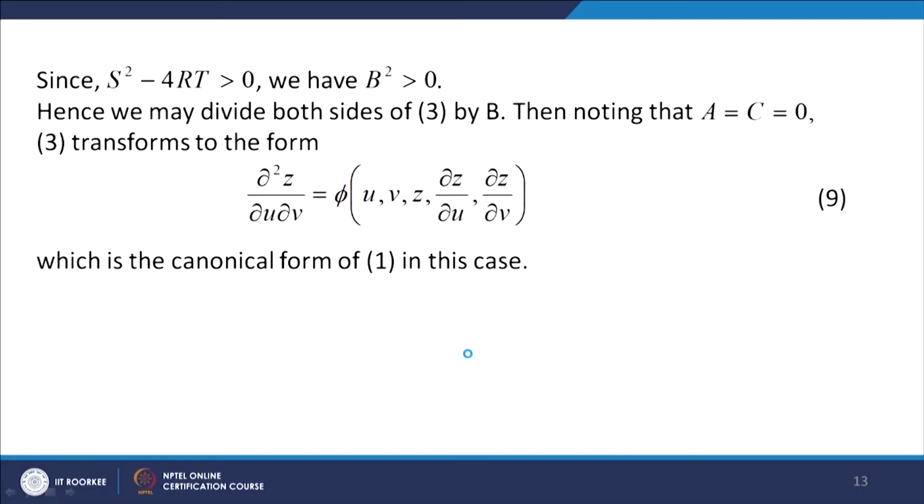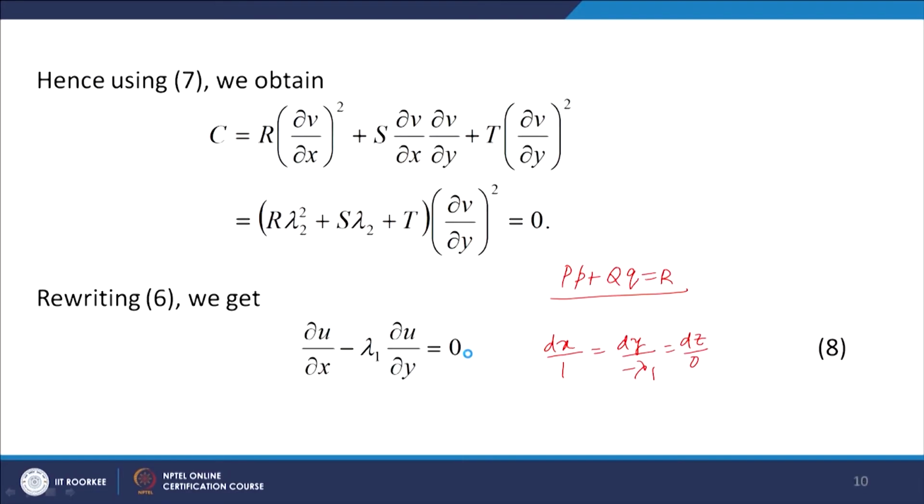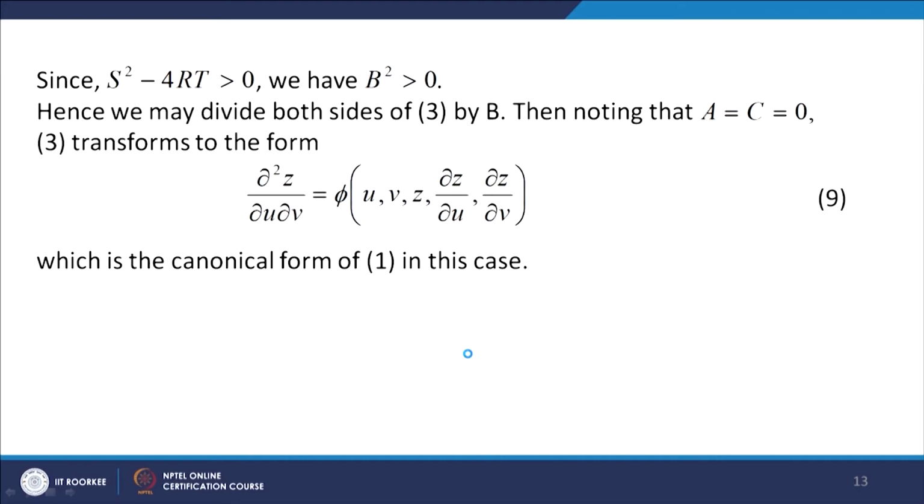So, when b is not equal to 0, we can divide equation 3 by b. In this equation, a and c are zeros, 2b into delta square z over delta u delta b plus a function of u, b, z, zu, zb equal to 0 will then be divided by 2b, and we arrive at this equation: z ub equal to phi, some function of u, b, z, zu, zb, which is the canonical form of equation 1 in this case, and it can then be easily integrated.